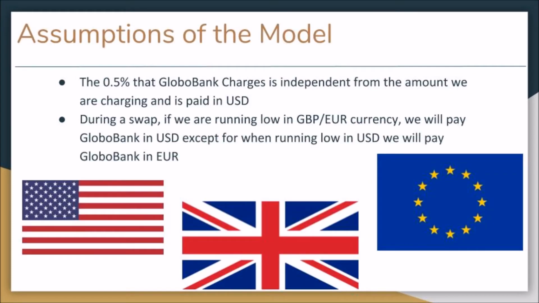There are a few assumptions we have of the model. The first is that 0.5% of Global Bank's charges are independent from the amount we are charging, and they are paid in US dollars. Additionally, during a swap, if we are running low in British pounds or euros, we will pay Global Bank in US dollars, except for when running low in US dollars, we will pay Global Bank in euros. It is also important to note that entities were not modeled as each different client number, but by currency brought in. For the purposes of this simulation, we do not care which client brought in each currency, only the amounts and types of currencies that were traded.